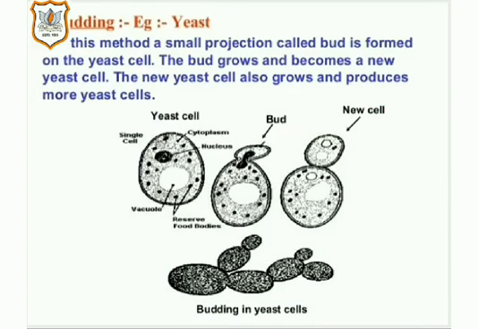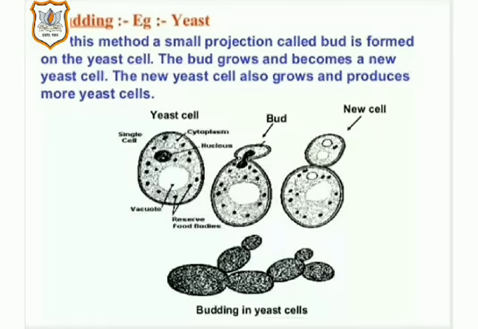Students, I hope you have understood about budding. In this method, a small projection called a bud is formed on the yeast cell. The bud grows and becomes a new yeast cell. The new yeast cell also grows and produces more yeast cells.